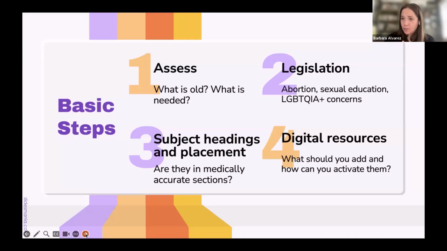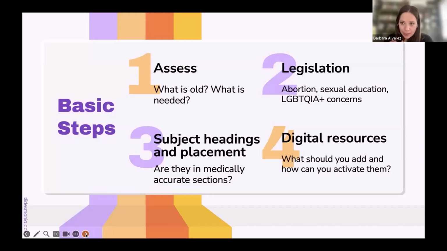The other thing is sometimes historically LGBTQIA plus information has been pathologized and put into sections related to mental health or mental illness or something like that, when really it's medical information. So see if there are any shifts that you can make to that collection.